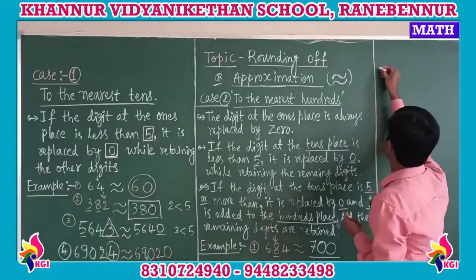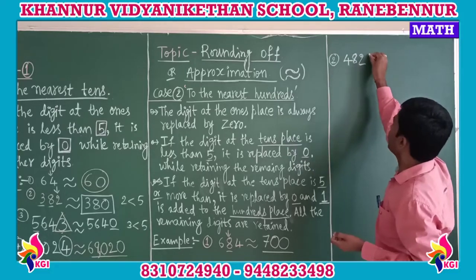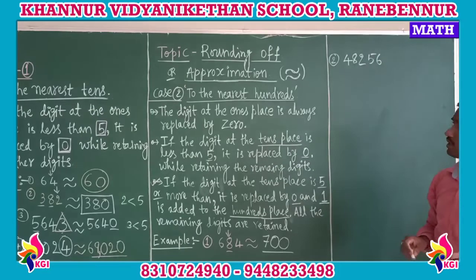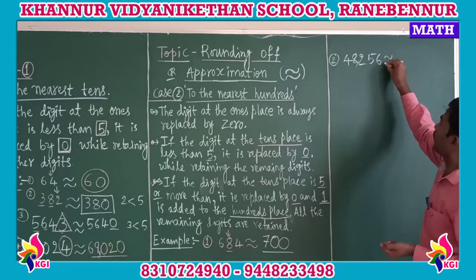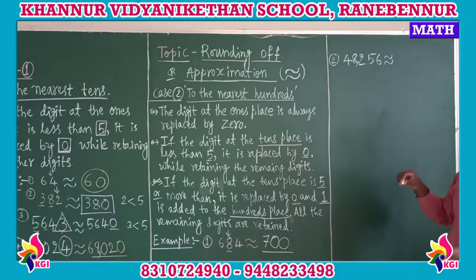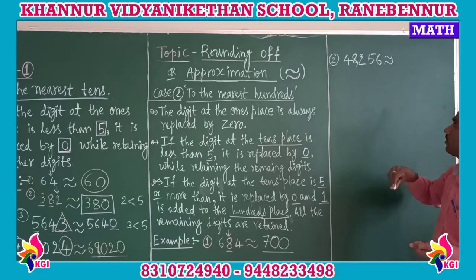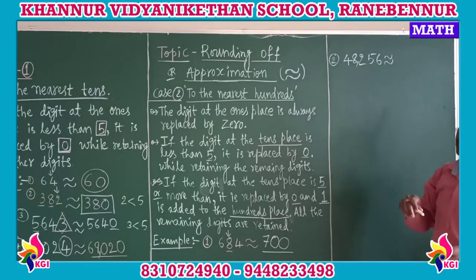Now I will take one more example here. Second example, 48,256. How many digits are there? 5 digits. What is the approximate value nearest to the hundreds? Now I am telling you, nearest hundreds. You don't look at the 1000 or 10,000 place. You just see that in the ones place 6 is there.